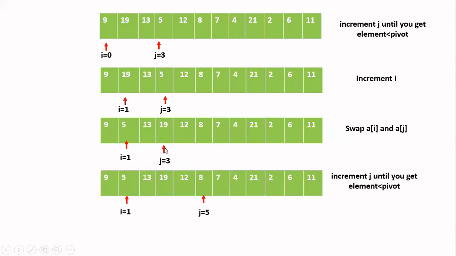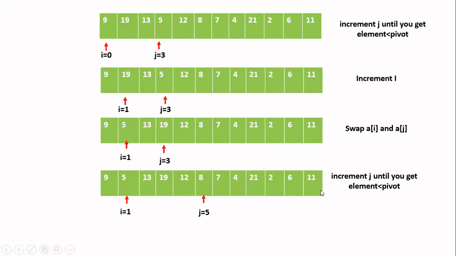Now you see here it is pointing to 19. Next, if I increment, it will go to 12. 12 is not less than 11. So I have to again increment j. Now j is pointing to 8. Now 8 is less than 11.